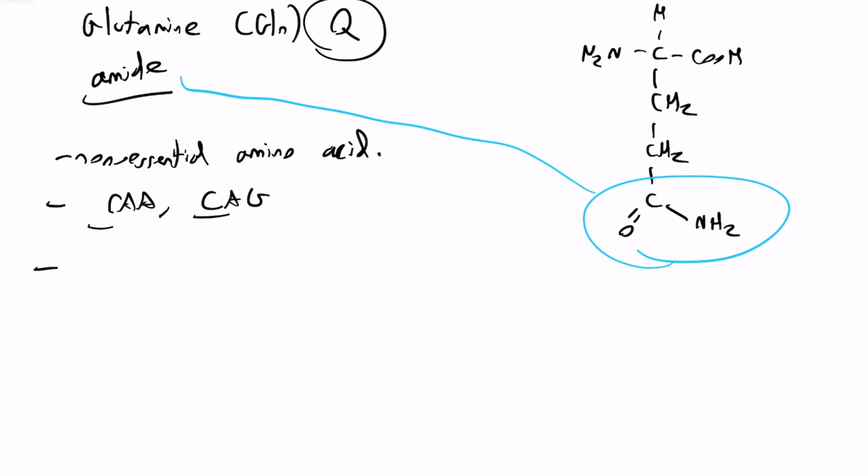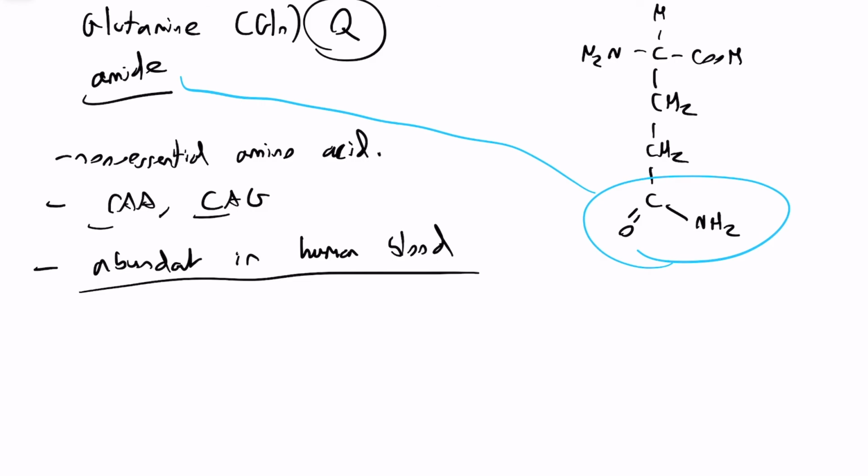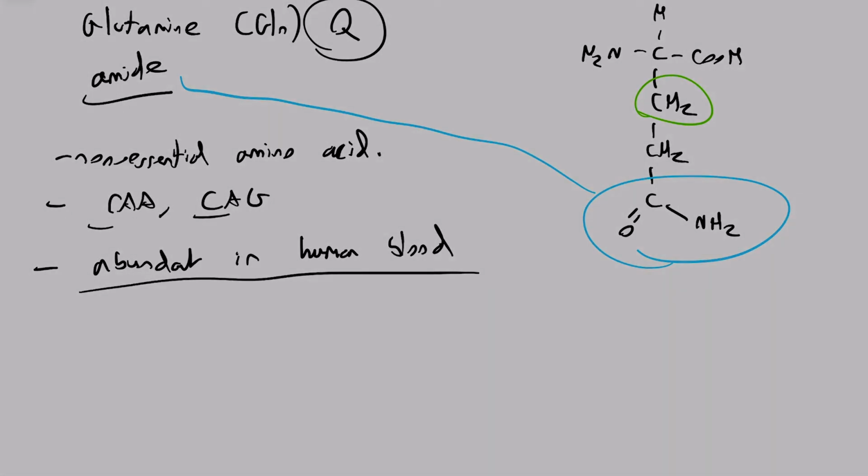And if you want a fun fact, glutamine is the most abundant free amino acid in human blood. So let's just put that here. And again, just to emphasize, asparagine, just like glutamine, is the same structure, just without an extra carbon here. So we can do the same thing as we did with aspartic acid and glutamic acid.